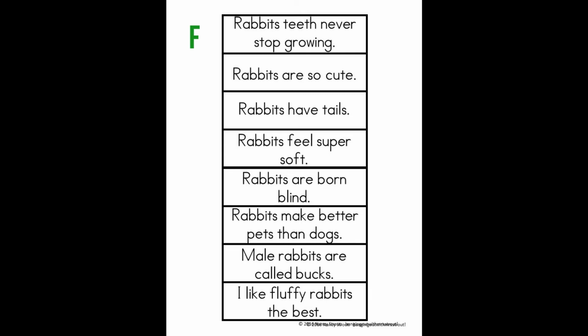What about the next one? Rabbits are so cute. Is there evidence to support this? Well, you might say yes. I could look at a rabbit and say it's very cute. But could somebody else look at the rabbit and say, I think it's ugly? Yeah. So this is an opinion. Whereas in the first one, I could take out a measuring tape or ruler and prove that a rabbit's teeth never stop growing. I could argue with someone forever about rabbits being cute and they could continue to disagree with me because it's their opinion. So rabbits are so cute is just an opinion.